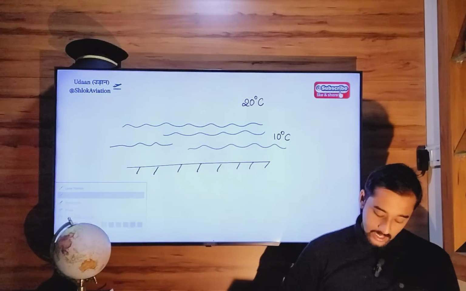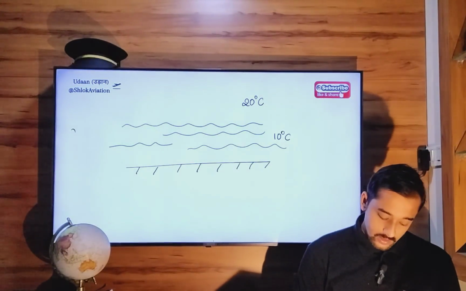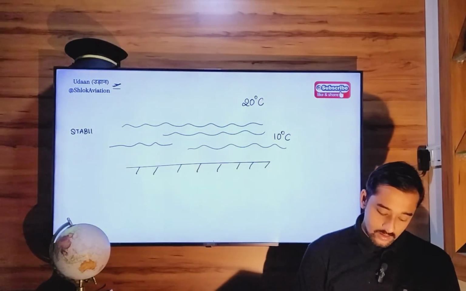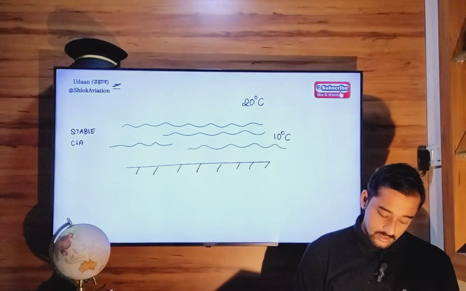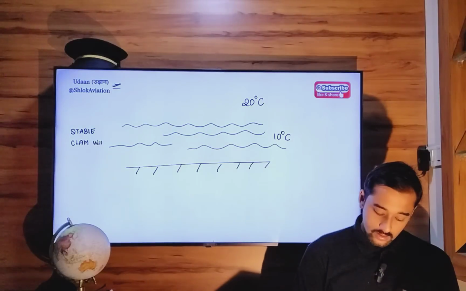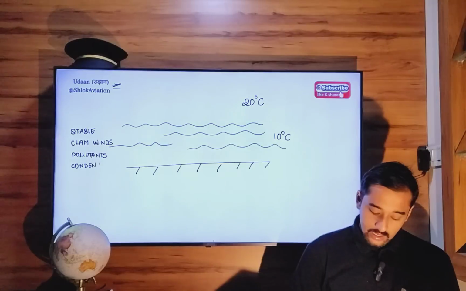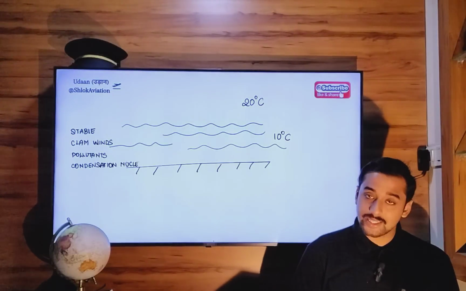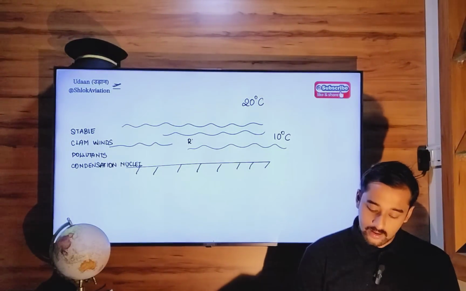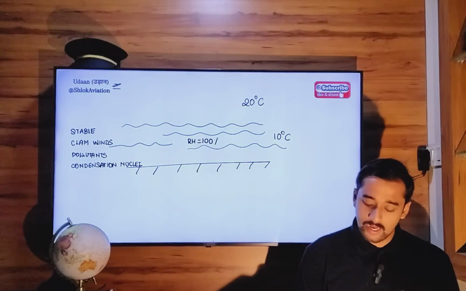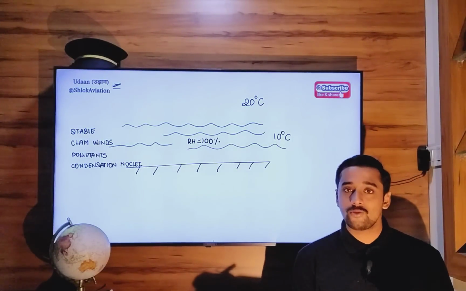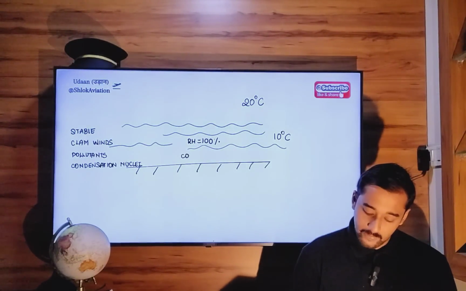This inversion layer will be a stable layer, with calm winds, and pollutants and condensation nuclei trapped in it. Now apart from this, if this inversion layer also has 100% relative humidity or very high relative humidity, what will happen? Condensation will happen.